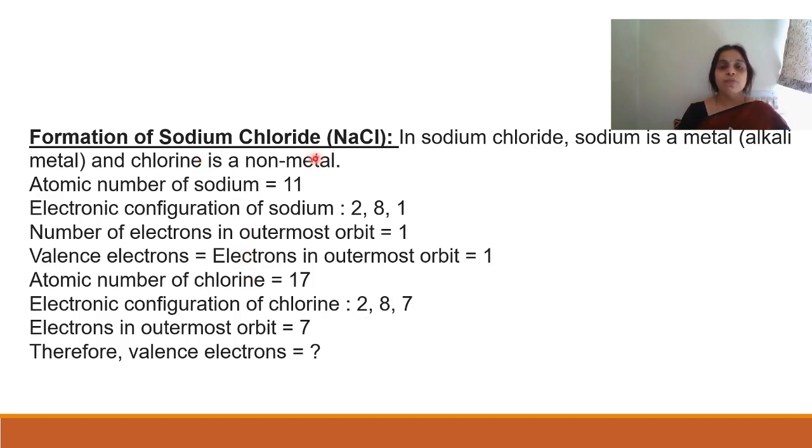Let us study the formation of NaCl, with sodium being a metal and chlorine being a non-metal. The atomic number of sodium is 11, with configuration 2, 8, 1, so the outermost valence electron is 1. Chlorine is 17, with configuration 2, 8, 7, so the valence electron is 7.